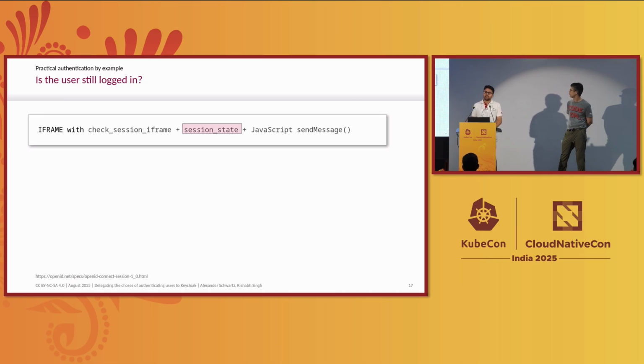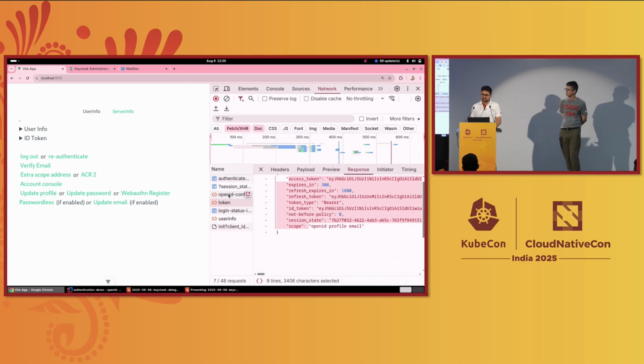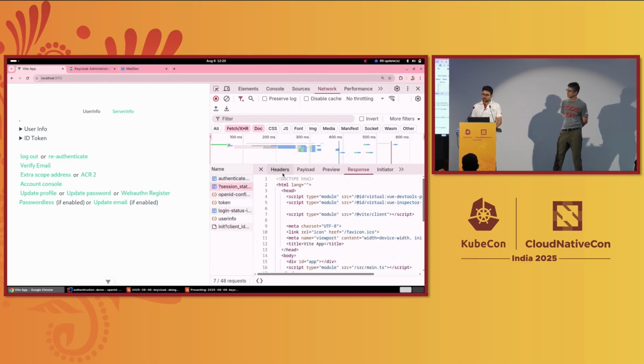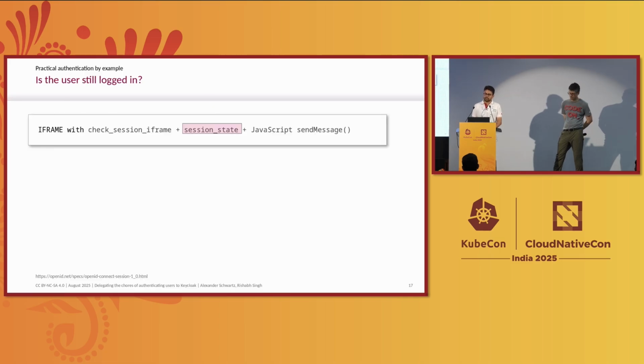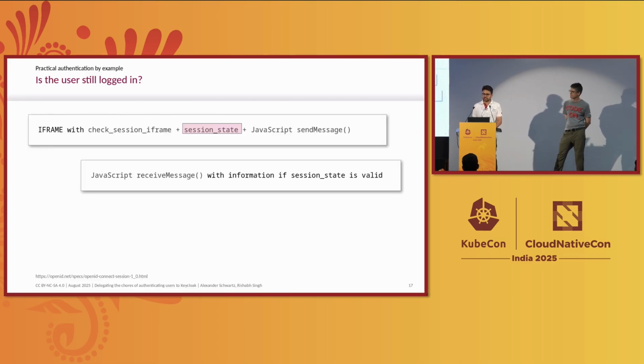Once you are logged in and you want to check through the application if the user is still logged in or not, you can use the session state which was received in this request initially. We received this session state here, you can see that, and we can inject it in an iframe and check whether the user session is still valid in Keycloak or not.